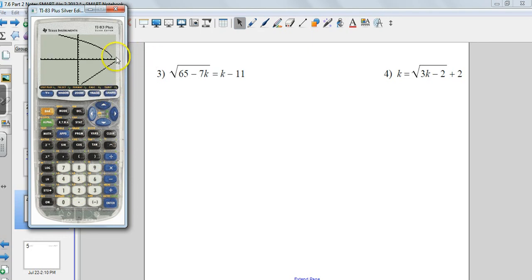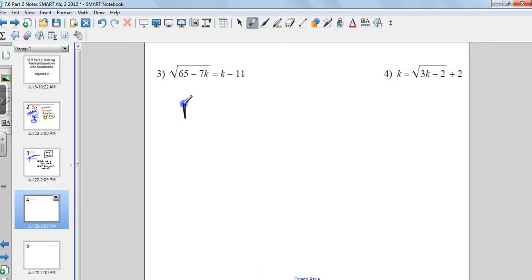And then I'm going to hit graph. Now, I don't know if you can tell this, but the curve right here stops, and then here is the line. And it's pretty easy to see, even in this screen, that these curves are never going to intersect. Well, since they never intersect, that means there is no solution. So that's what you're going to write down. No solution, because they never intersect.